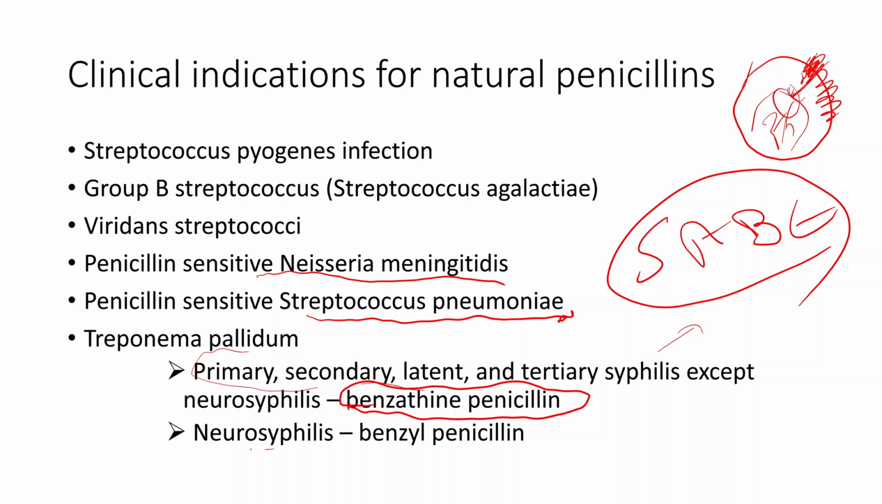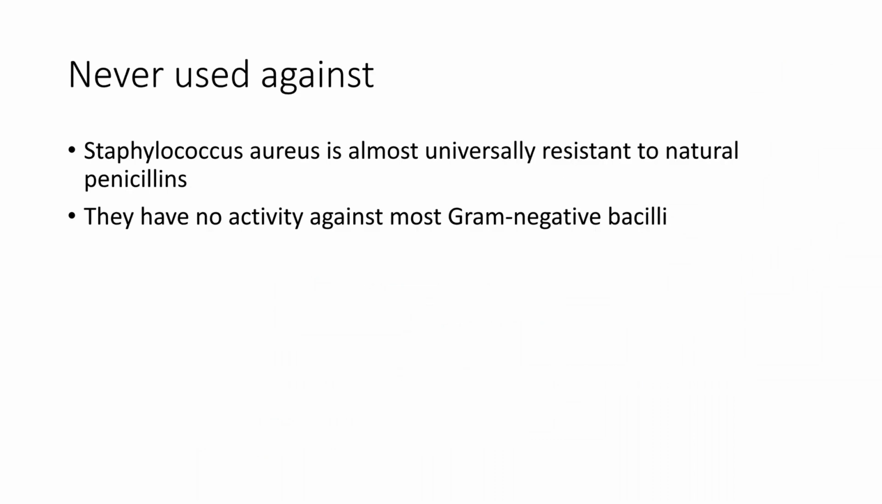But neurosyphilis, we give benzyl penicillin because neurosyphilis is a serious manifestation. Right? You're going to give a higher concentration of penicillin more frequently, right? So benzyl penicillin can be given every 4 hours or every 6 hours intravenous, or maybe intravenous infusion. Right? That's how we treat neurosyphilis. Right? So those are the clinical indications.